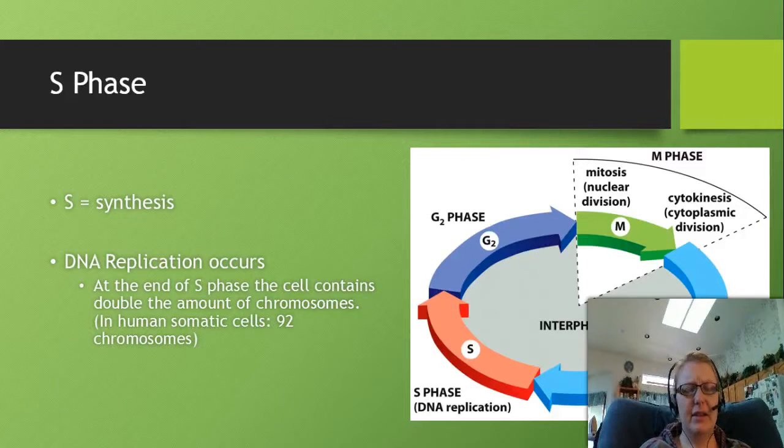The S phase is synthesis, and this is where the DNA replication occurs. And I'm not going to go into DNA replication because we've already spent a lot of time on DNA replication this semester, but if you want to review that, you can go back to Unit 2. Now, in humans, at the end of S phase, the cell's going to have twice as many chromosomes. So we're going to have 92 chromosomes at the end of S phase. And depending on the organism, though, the number is just going to be double whatever it normally is. So remember, from the end of S phase all the way up until cytokinesis, the cell now has double the DNA.